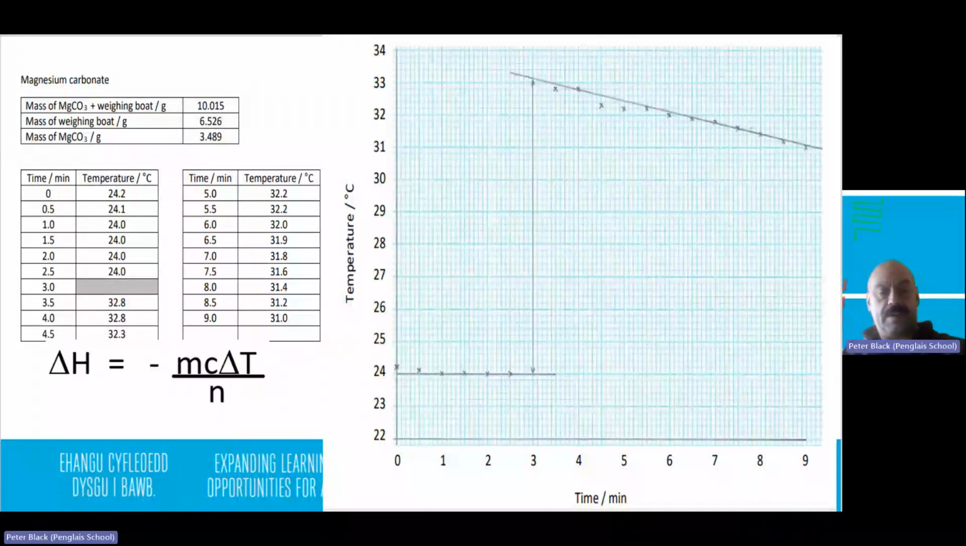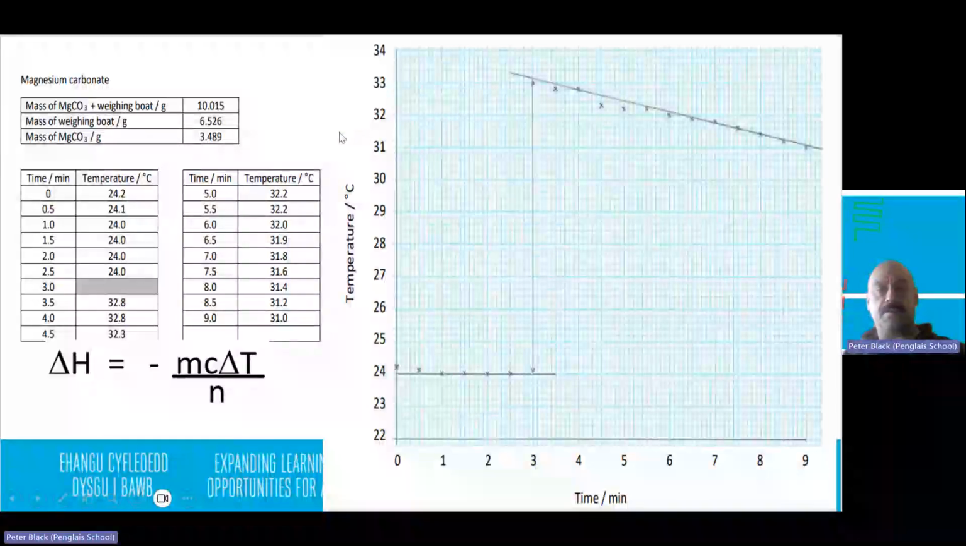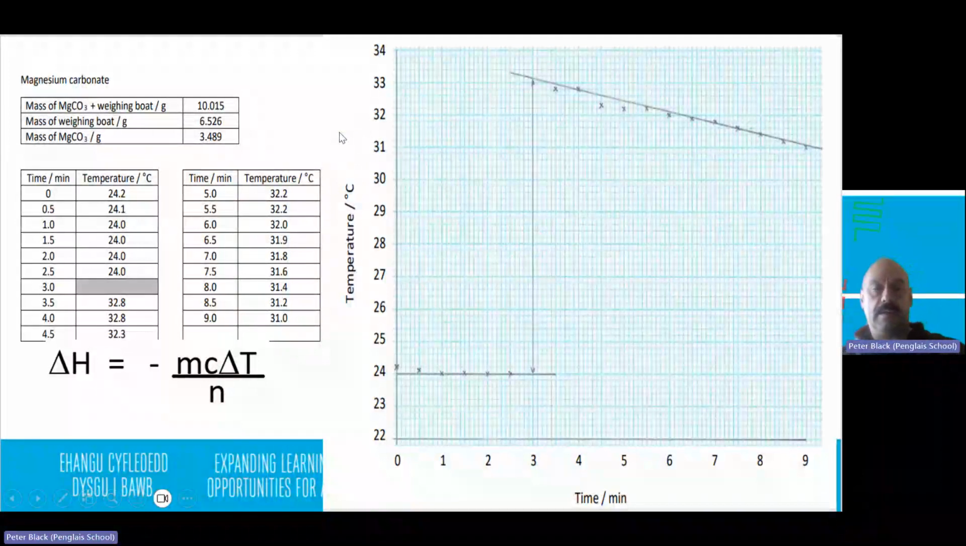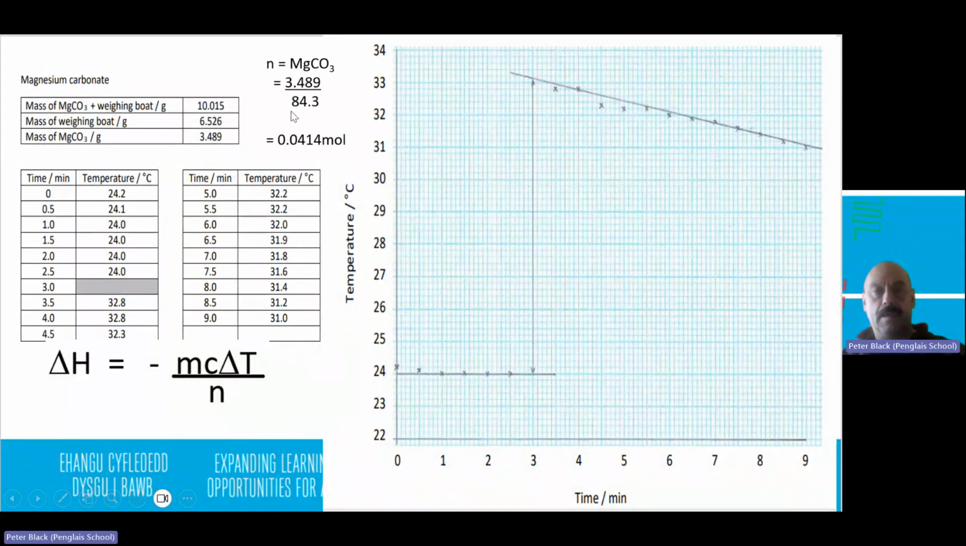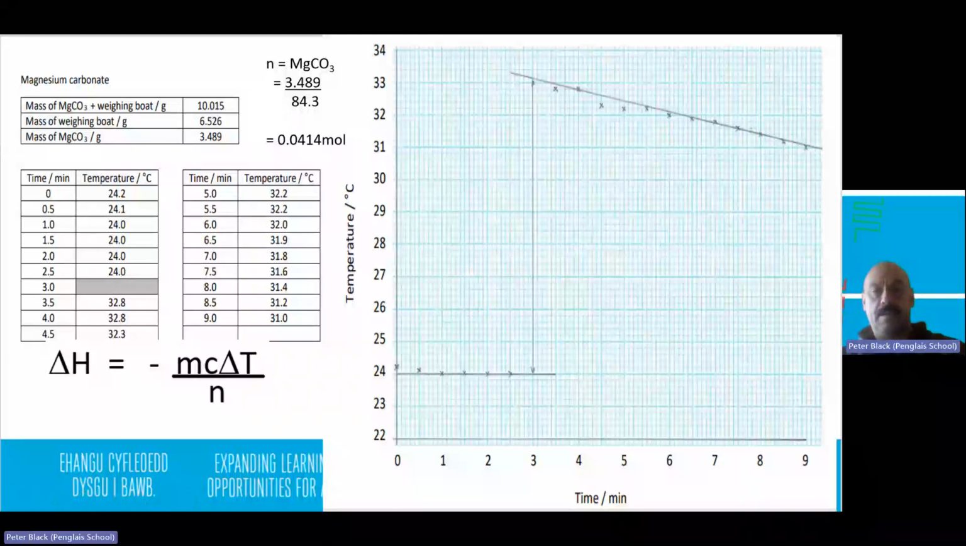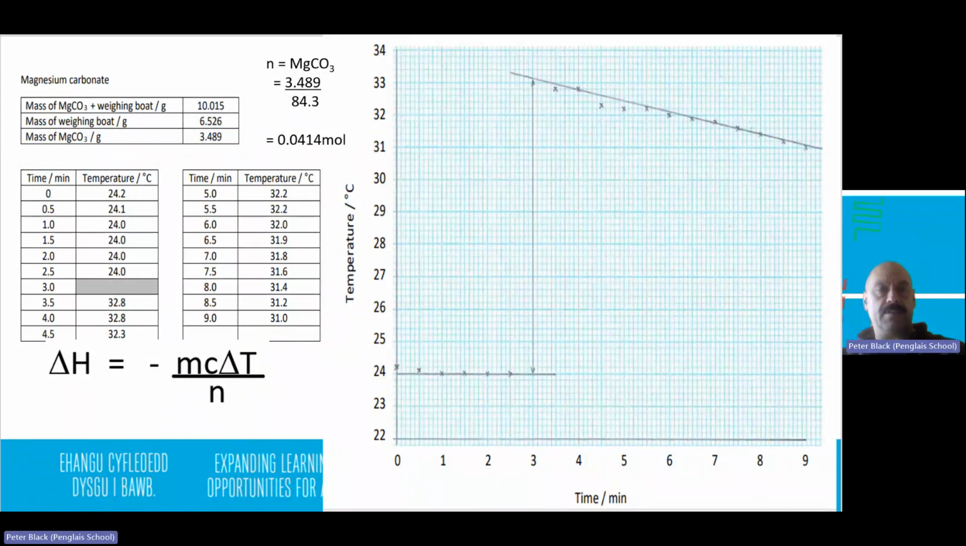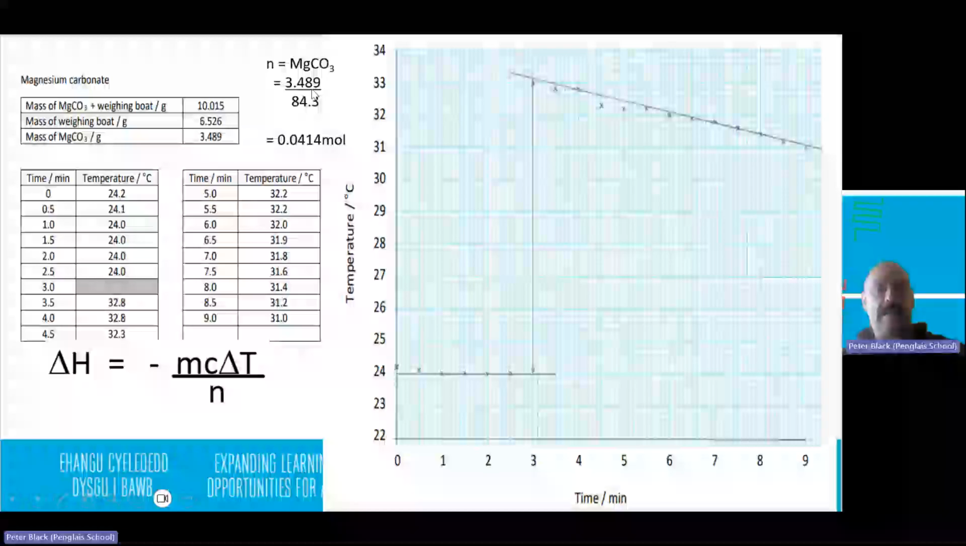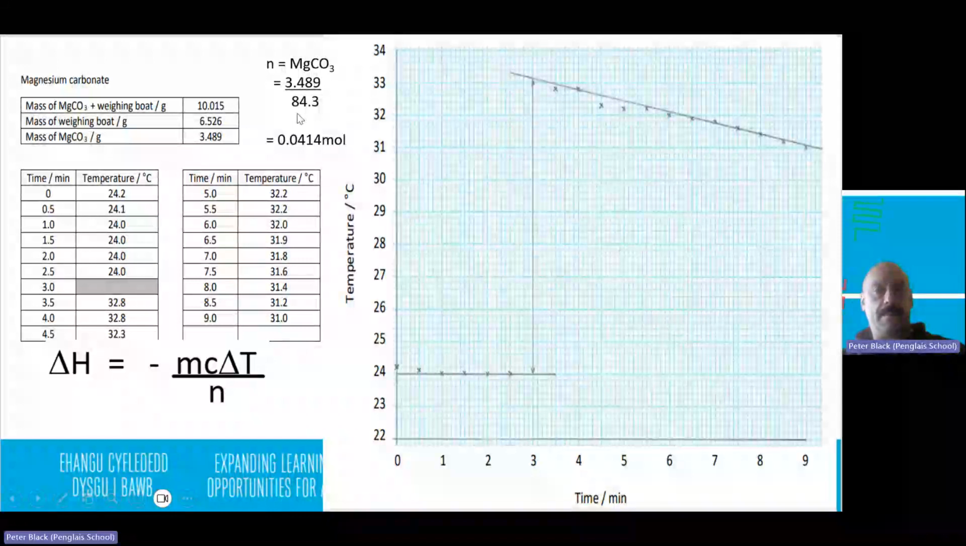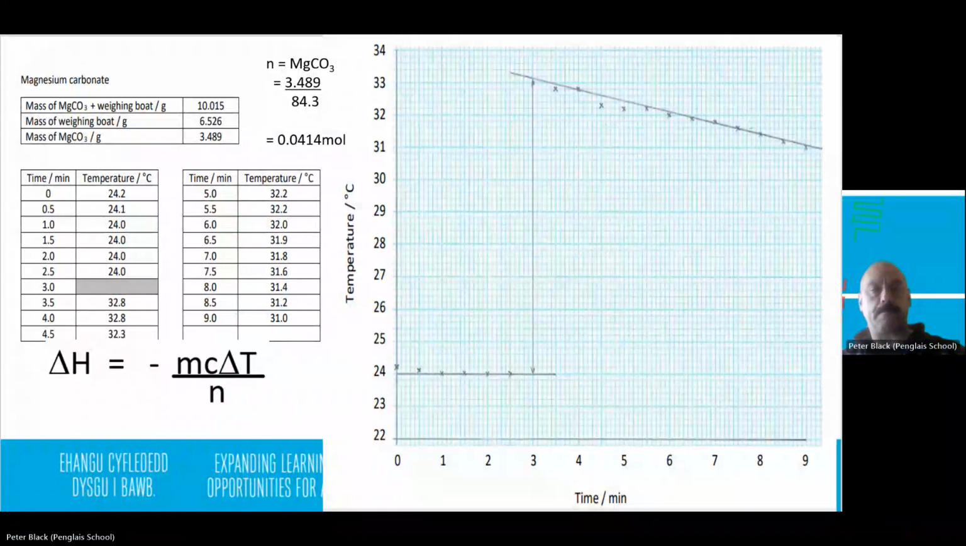And we use this expression here once we've got our delta T. It's the shortcut method, which is absolutely fine. As long as you're not asked to work out the energy change, then you can just go straight for this and work out the enthalpy change. Okay, so the value for N in our calculation, we've got our mass of 3.489, and we divide by the Mr of the magnesium carbonate, 84.3. That gives us 0.0414 mole.